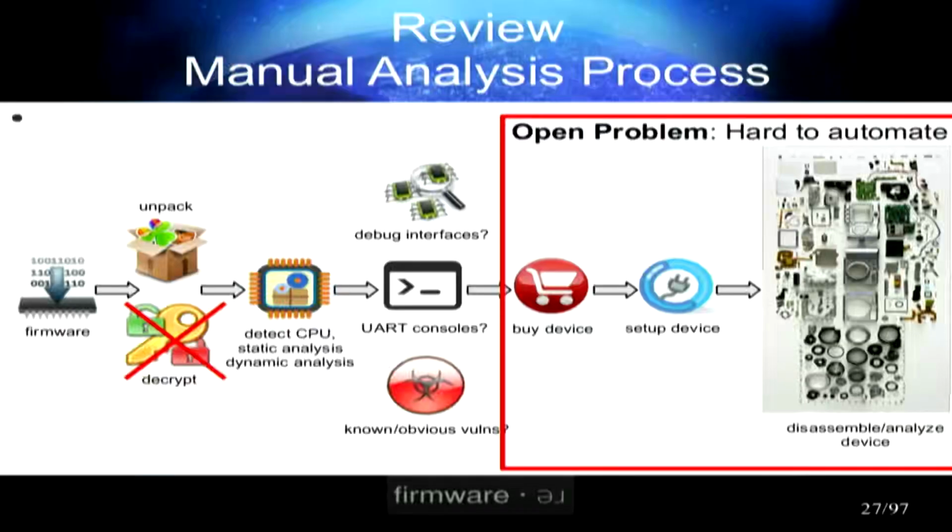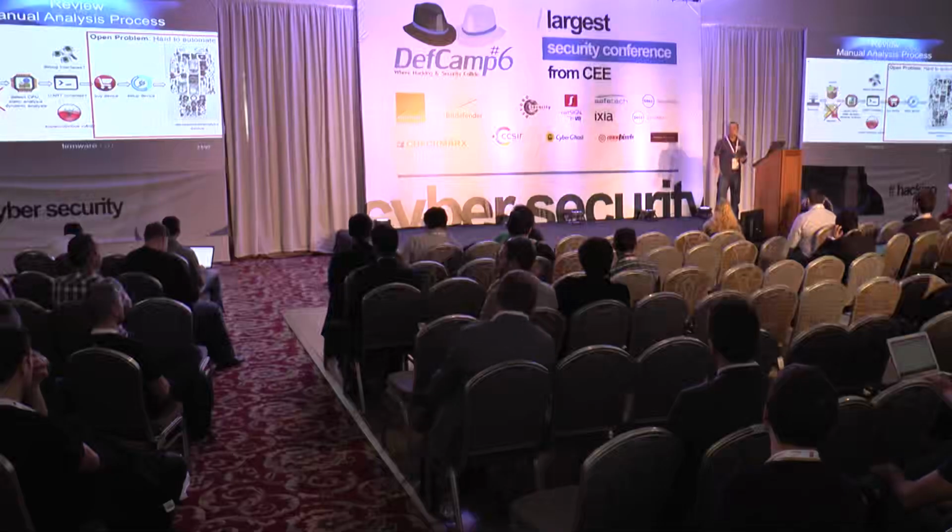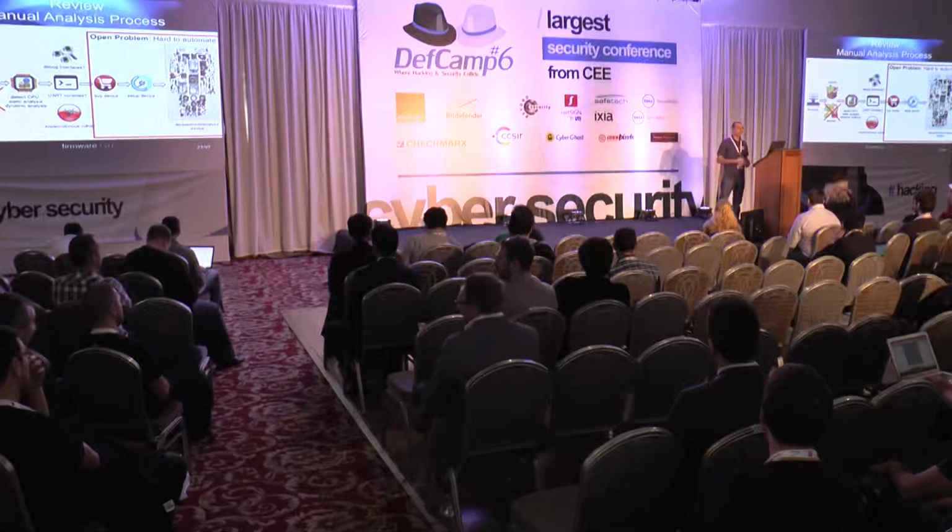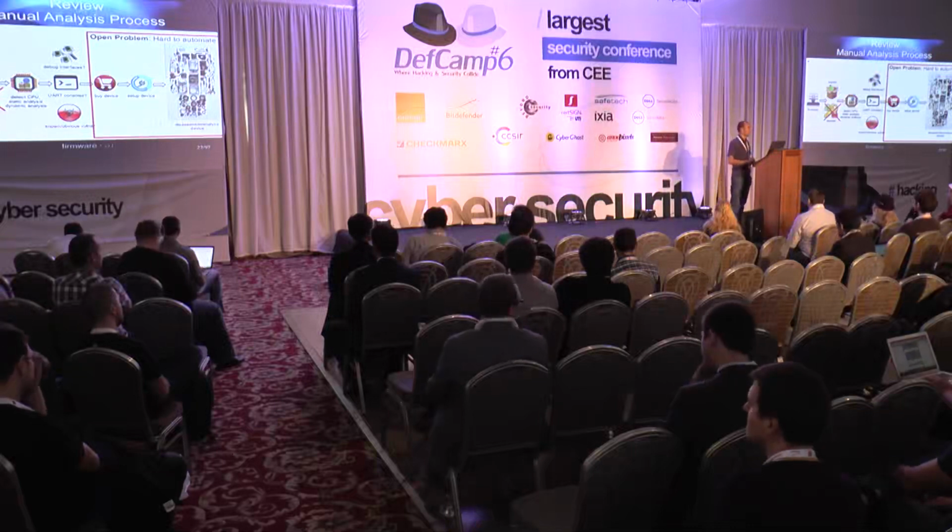So you can obviously see in this diagram that dealing with a physical thing is an open problem. It's really hard to automate. Like buying it: how do you buy the device? There are different kinds of hardware versions. Is it the right one? Is it the one related to the firmware you analyzed? Then you need to buy it. You need a lot of money. If you have hundreds of thousands of devices, it's like a billion dollar project. Then setting up the device, again, as I mentioned, is not easy, and so on.